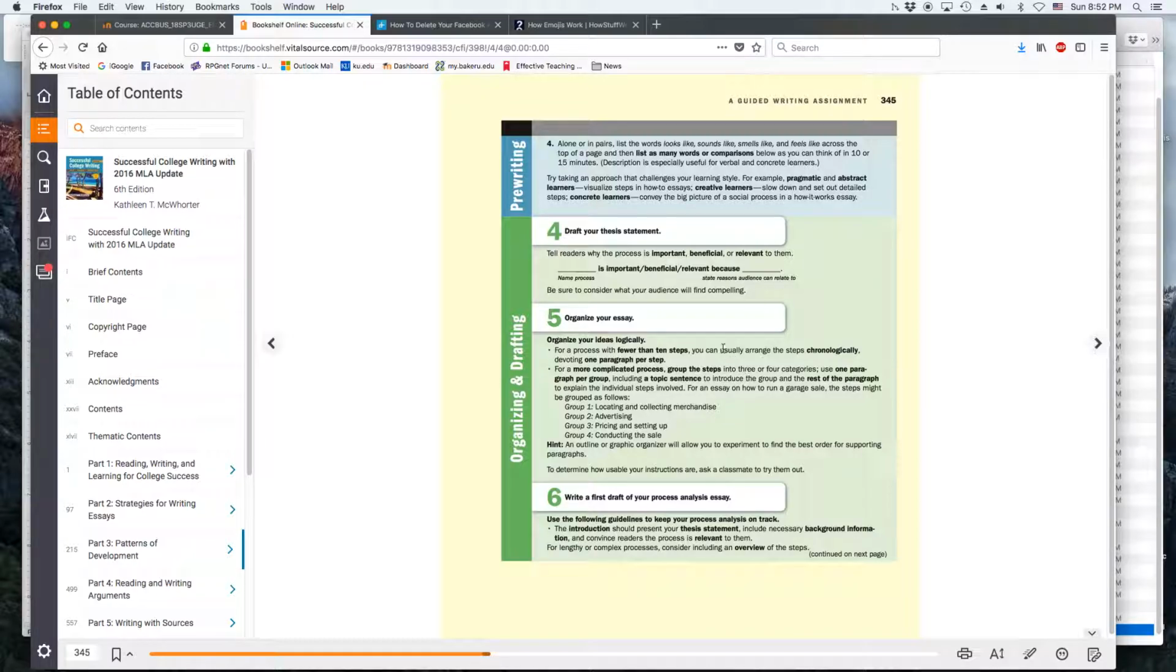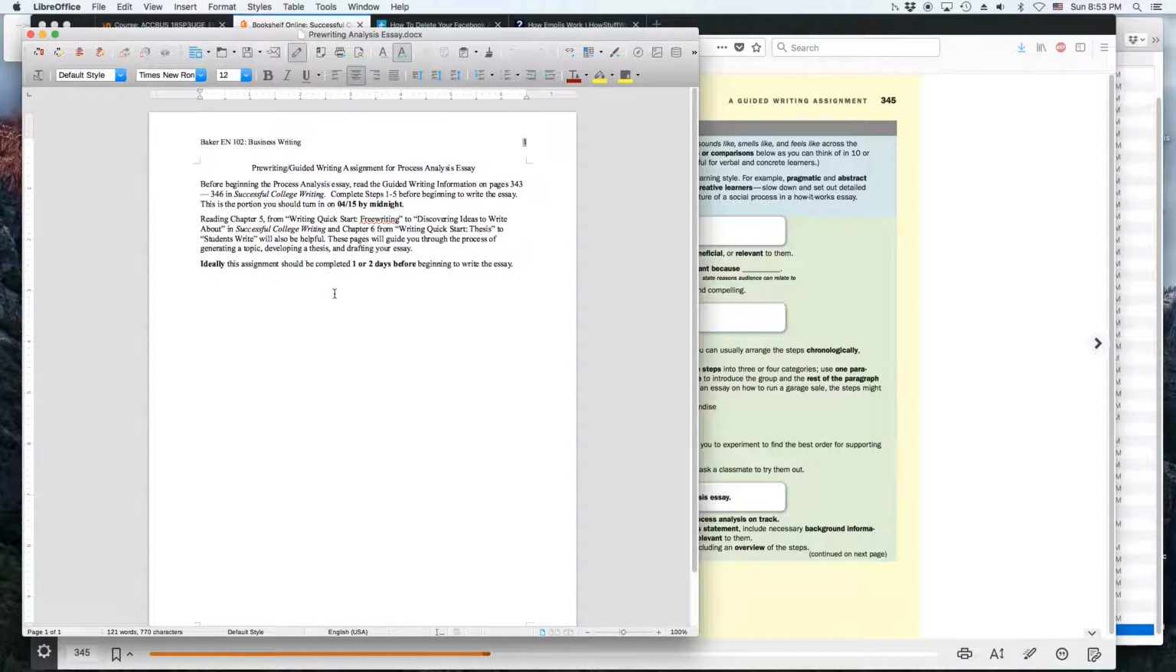And of course, how do you want to organize it? What do you think is the most important thing to talk about first? What do you think is next, the most important thing? Should it go in order of chronology? If it's a how-to, that probably should, but you need to identify why that is the case. And so that takes you through the pre-writing.